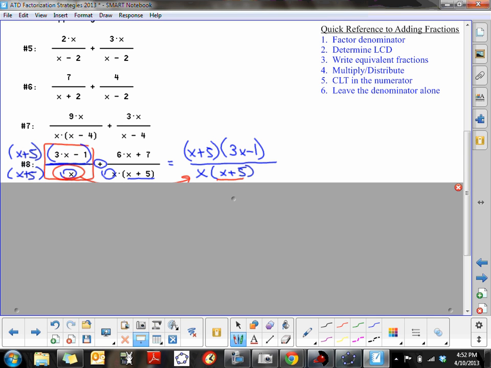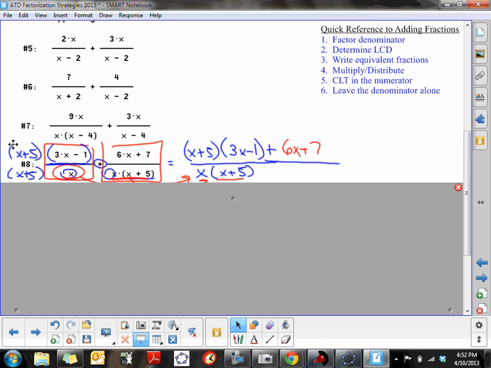Now I hit a plus sign, and we go to our second fraction. If we look at the denominators, this denominator already matches our least common denominator, so I can leave that one unchanged, so it's just 6x plus 7. Now we have to multiply, or distribute. We're going to distribute our two binomials, so we'll use FOIL.